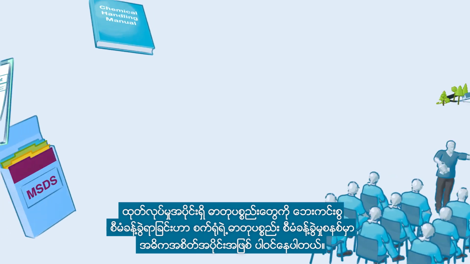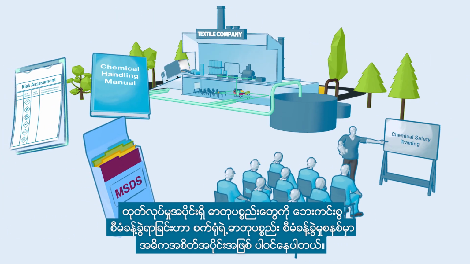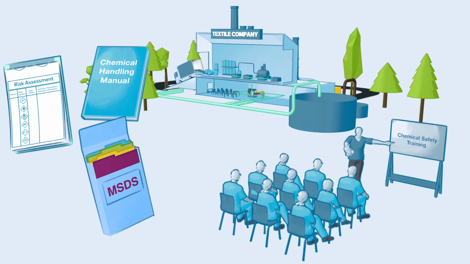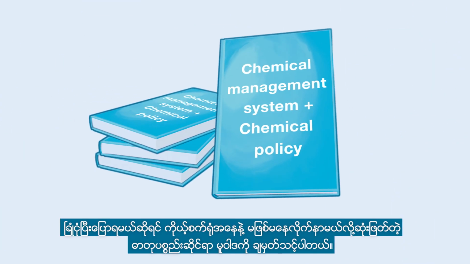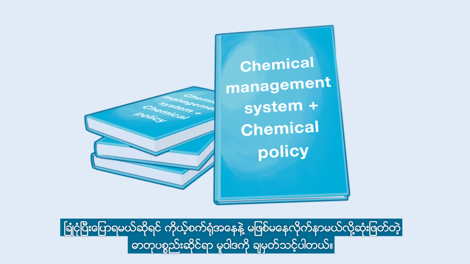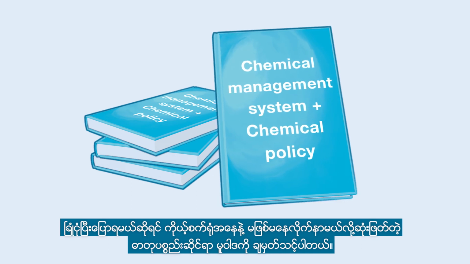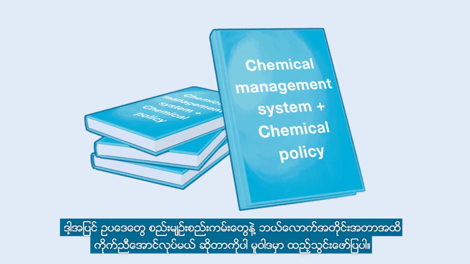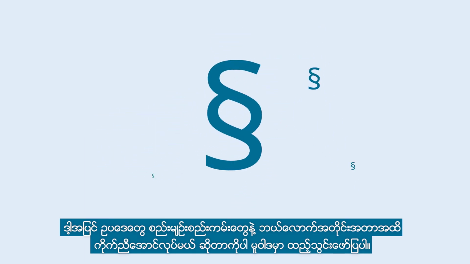All these elements for safely managing chemicals in your production form essential parts of the chemical management system of a factory. As an overall guidance for such system, the factory should formulate a chemical policy that outlines the factory's commitment to chemical management. The policy should also specify how compliance with legal and other requirements is to be achieved.